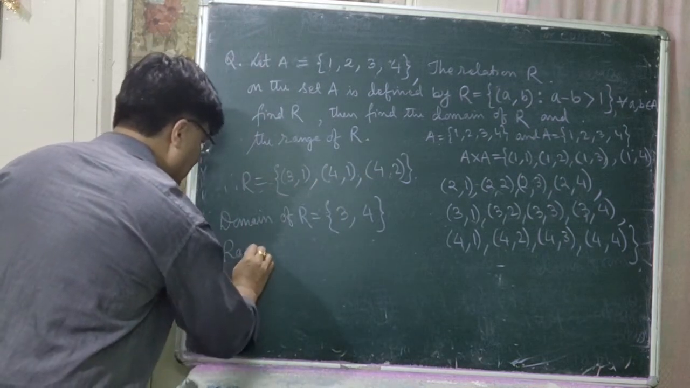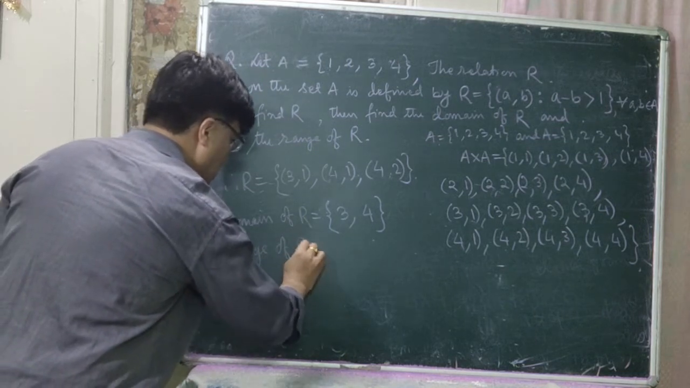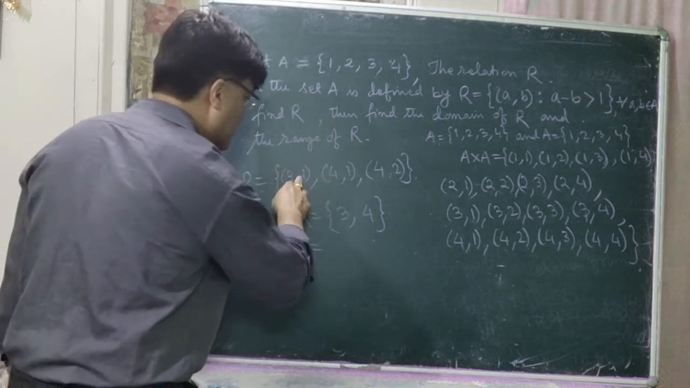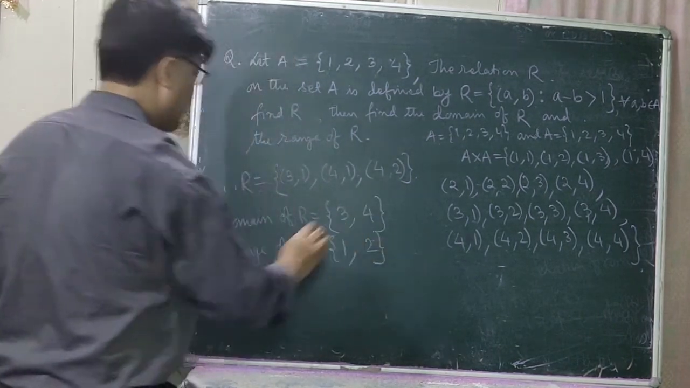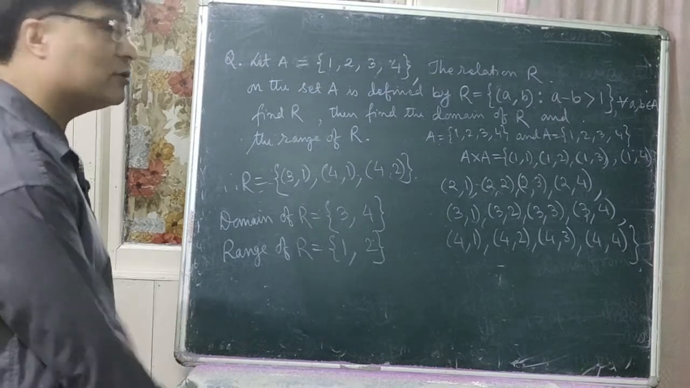And what is the range of R? The range of R is 1, 1, you write it only once, 1, and this one is 2. That is the range of R. Is that clear to all of you?